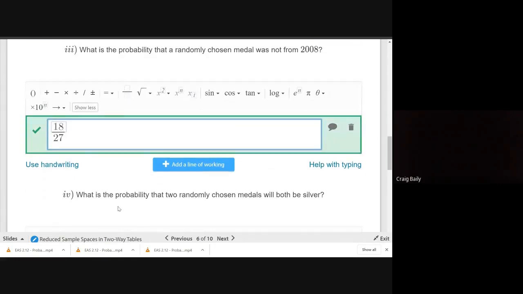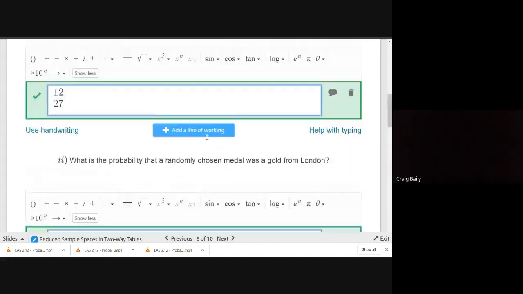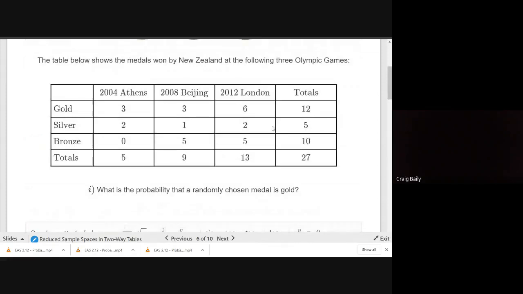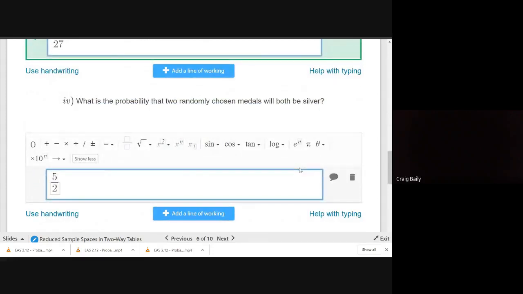Okay, what is the probability that 2 randomly chosen medals will both be silver? The probability of 1 randomly chosen medal being silver will be 5 over 27. Now, this allows us to build on what we had talked about in the previous lesson. So this is going to be the probability of this one being silver and the next one being silver. When we have the word "and" in our probability, that means to multiply. Now, we can't choose the same medal twice.